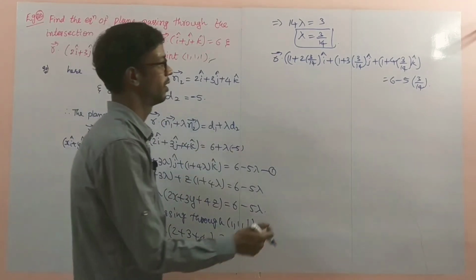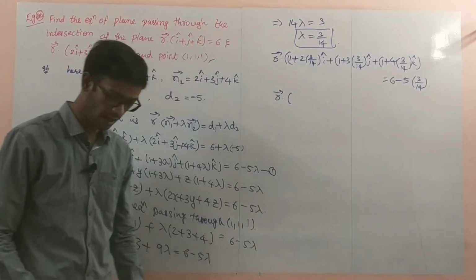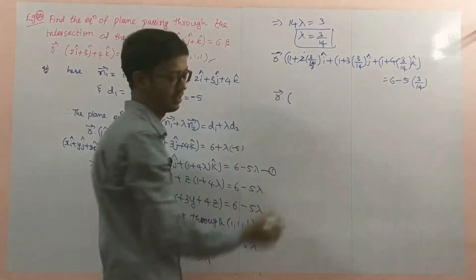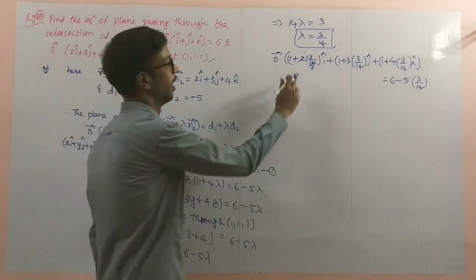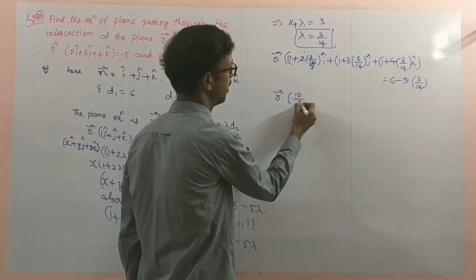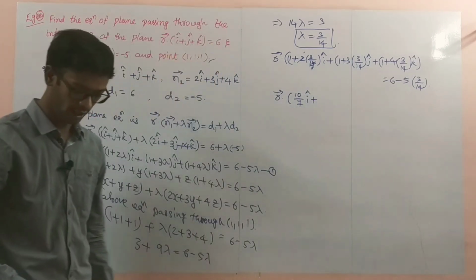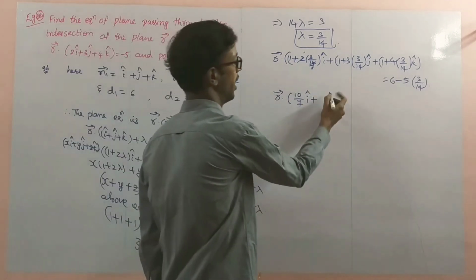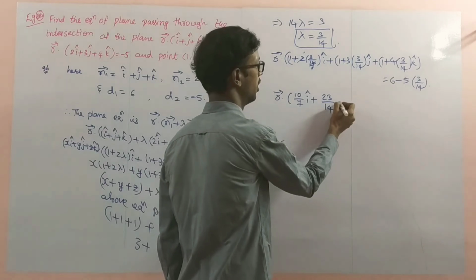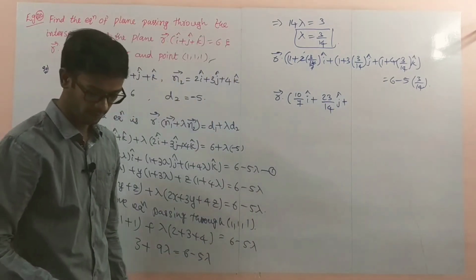If we are making simplification here, r bar dot of this simplification: 2 1s are 2, 7s are 7. So how much will you get here? 7 take the LCM, 10 by 7 i cap plus 14 plus 9 is 23 by 14 j cap.